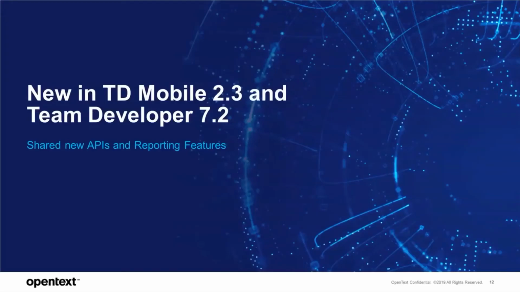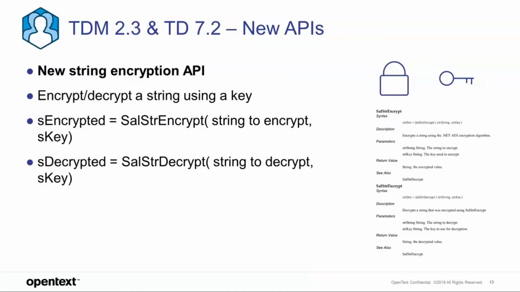So the coming things are new both in TD Mobile 2.3 and in TD Developer 7.2. So there are shared new APIs and reporting features. There is a new string encryption API. You can encrypt and decrypt a string using a key, which is using an AES-256-bit encryption. And you can basically encrypt and decrypt a string with that modern encryption API.